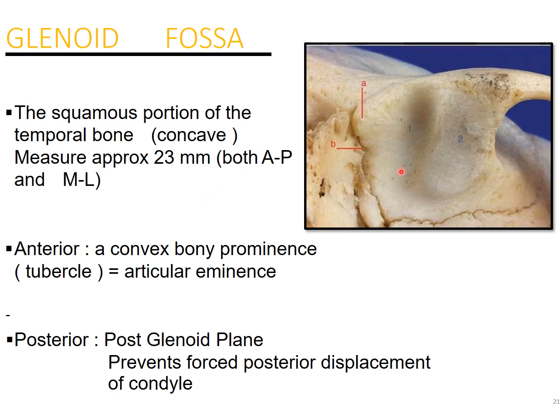It is the concavity, obviously, because the condyle is convex, which articulates with this concave glenoid fossa. Anteriorly we have the bony prominence known as the articular eminence, like I just described in the previous pic, and posteriorly the glenoid plane is also convex with a raised eminence, as can be seen by the point A, which prevents the posterior displacement of the condyle.